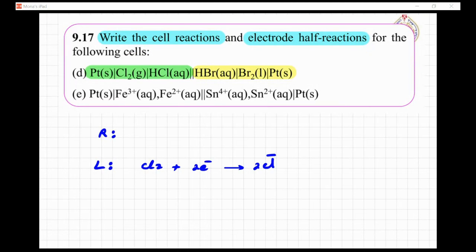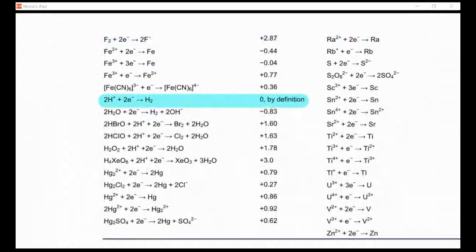Because the book, in the standard potential table, only has reduction half reactions. But actually, this is not what is happening. In reality, it is Cl minus going to Cl2. Cl2 plus 2 electrons gives 2 Cl minus. What is there in this reduction half reaction is the Cl minus and Cl2. This is what we have.